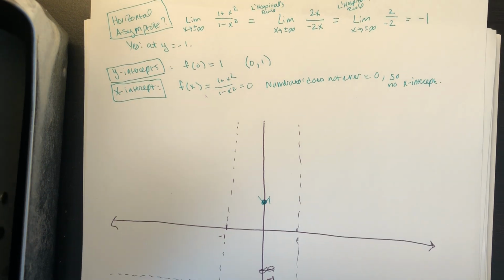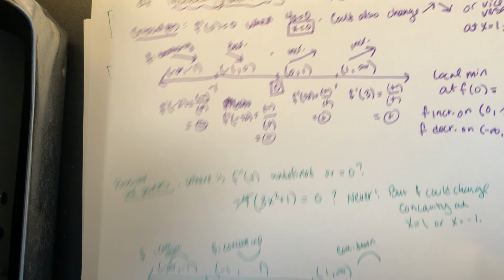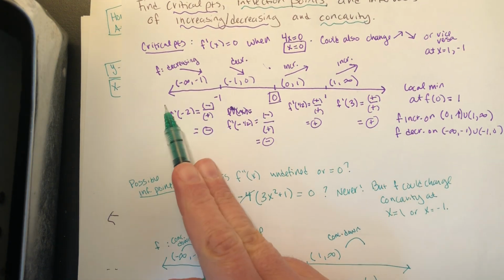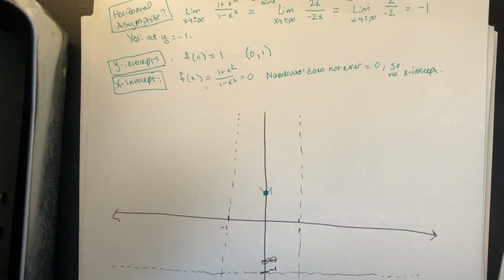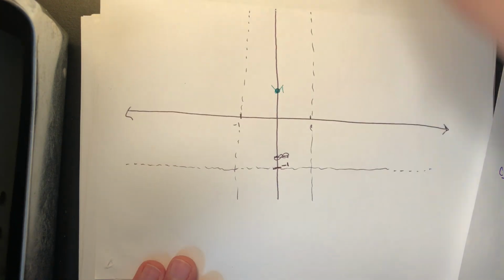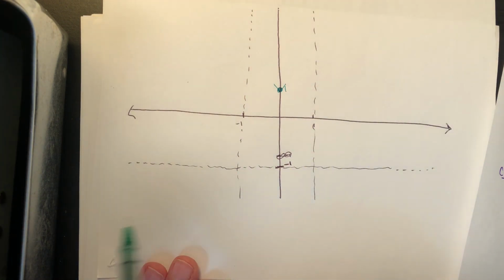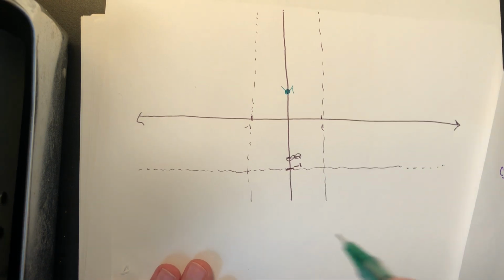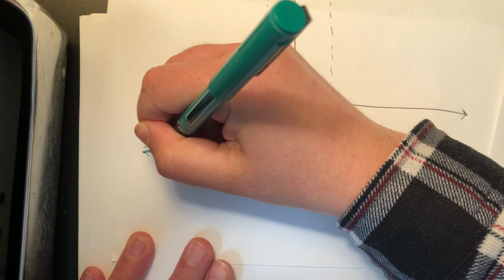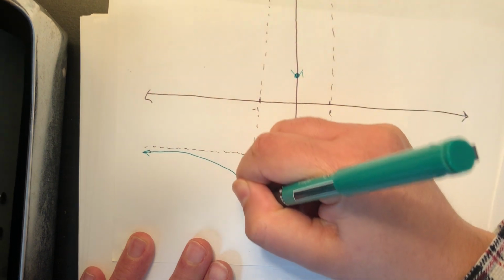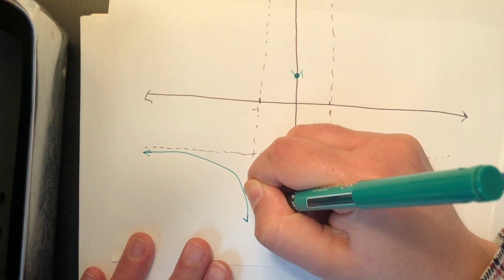But we can try to use the increasing and decreasing parts to sketch the rest of this graph. Right, so from -infinity to -1, the function's decreasing. So I need to sketch it in so that it's decreasing, going downhill from left to right. The only way that it could do that is if it's an asymptote that looks like this. Right, that's the only way it could be decreasing.